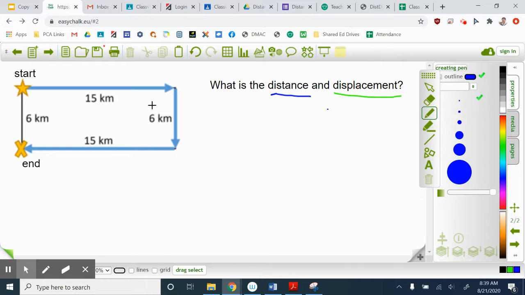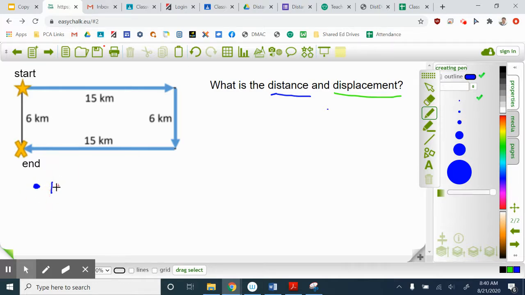Remember, distance is the total amount they traveled, just like an odometer on a car, what it measures. It's a scalar quantity. It has no direction. It's just some magnitude. So if we were trying to find the distance, we would start at the starting point and add up every bit he traveled. So he first went, I'm going to do this one in blue.